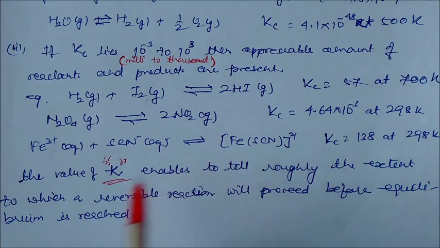It is feasible. So Kc tells roughly the extent to which a reversible reaction will proceed before equilibrium is reached. It tells whether the product is favored, whether the reactant is favored, or whether it can be favored on either side, backward or forward.